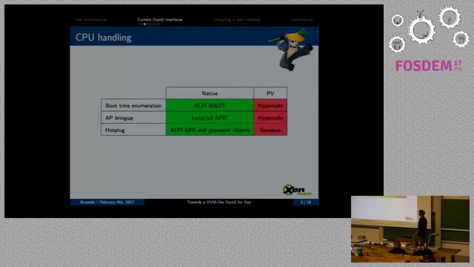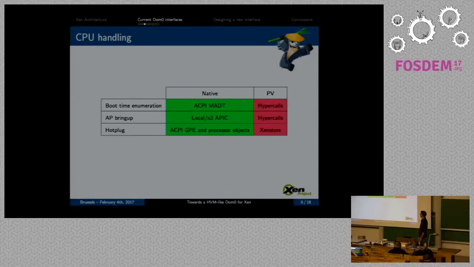Then, related to CPU handling, there are quite a lot of things that are different comparing Xen to bare metal. On bare metal, the boot time CPU discovery is done using a table on ACPI that's called MADT. On a PV guest, it's done using hypercalls. It means that you have to modify the boot code, the very early code of an OS, in order to use hypercalls instead of ACPI in order to discover the CPUs. And again, this is very intrusive. Also, the bring up of the secondary CPUs on native is done using the local APIC. You have to send a set of IPIs in order to wake up secondary CPUs. And on PV, it's done using hypercalls.